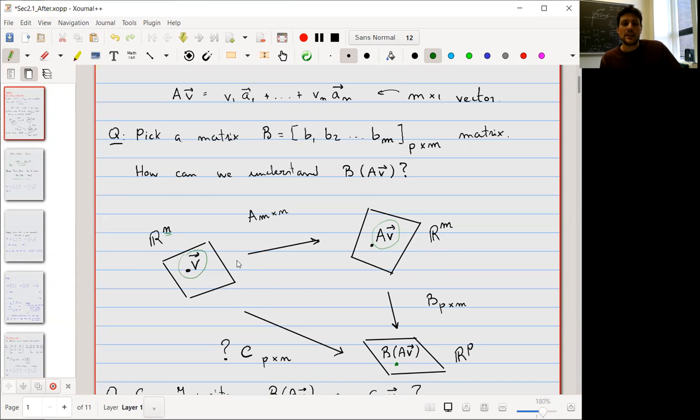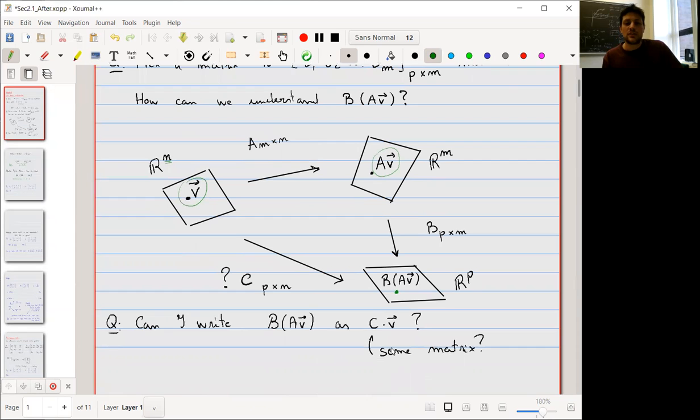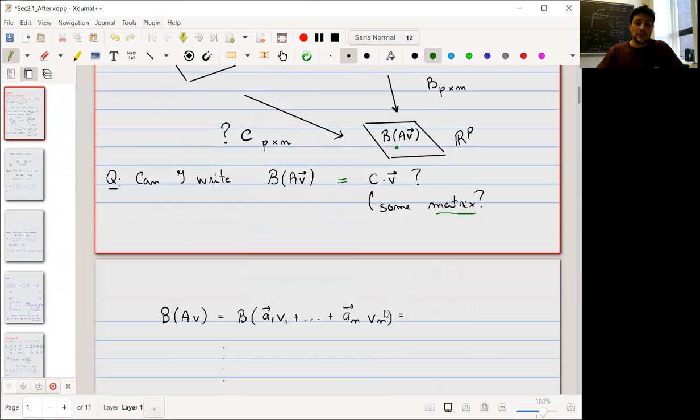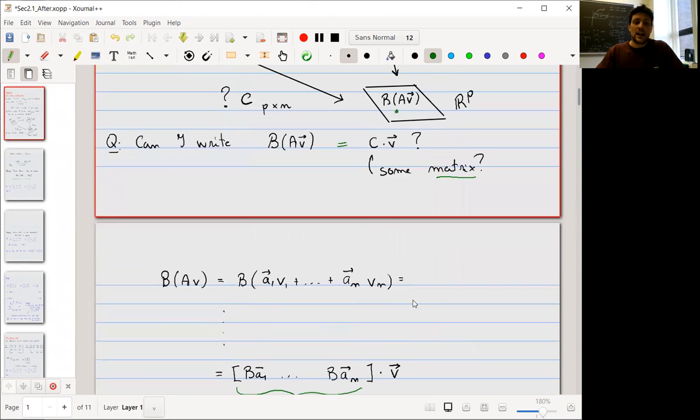Is there any way that I can do this procedure of multiplying by A, then multiplying by B more directly with just some other matrix C of size p times n that directly sends V to C times V? In other words, does there exist a matrix C such that B times AV is equal to C times V? The answer is yes, and let's have a look at how that matrix should look.